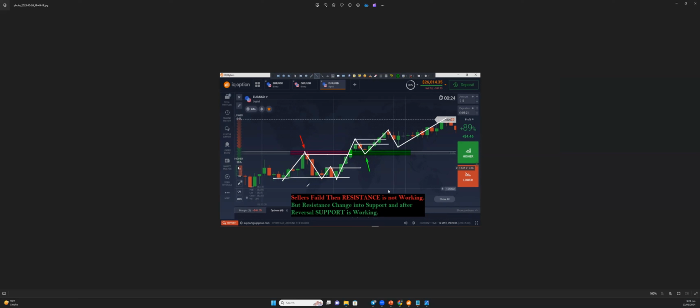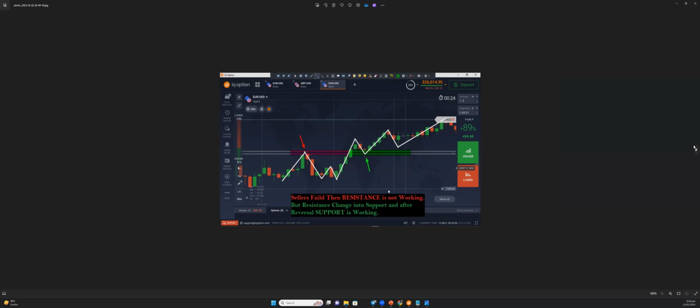Why? Because many times before, the sellers failed, and that is a plus point for the buyers. The sellers failed, so they will never enter, they will never trap us. We can continue and the market can move up. This example is very clear here.